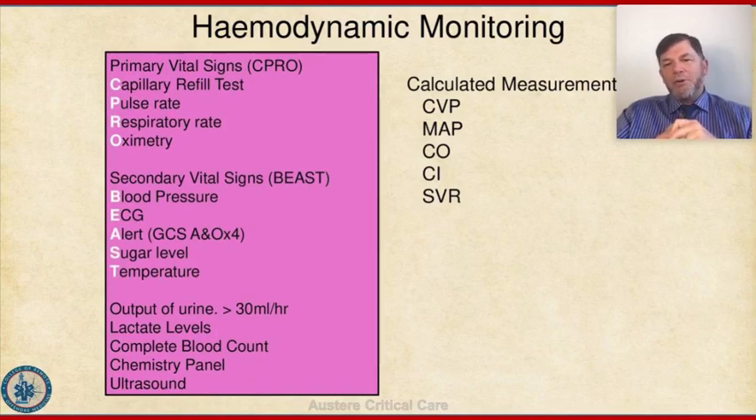And that's why we separated these out to 3. You have your C-Pro, which you should have on you at all times. Your B-East, your secondary vital signs, you can have in your backpack, and everything else you can have in your truck and house. What we're going to calculate is CVP, MAP, cardiac output, cardiac index, and systemic vascular resistance. These are all things that you can calculate without putting in an invasive monitor. So we'll go into that.